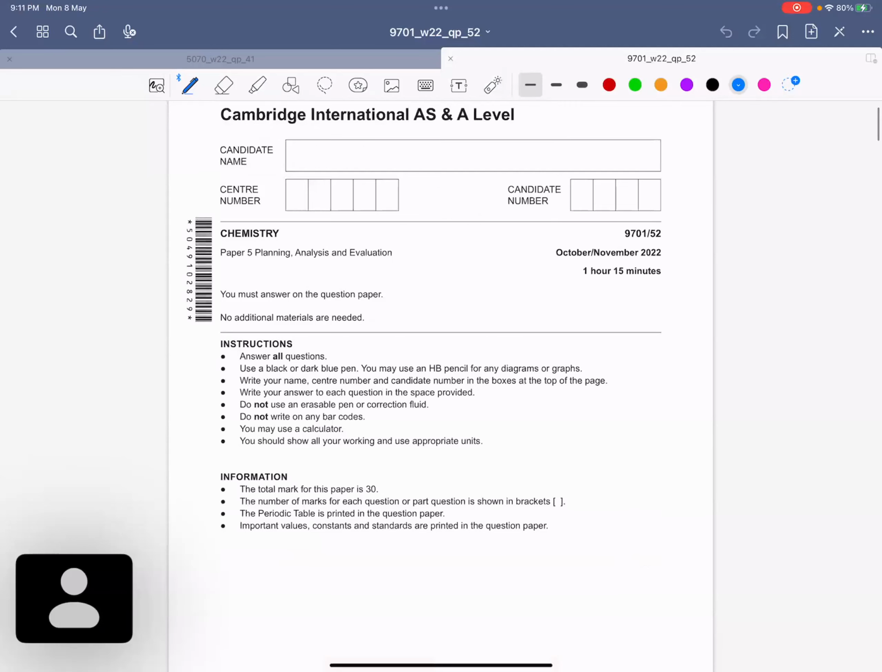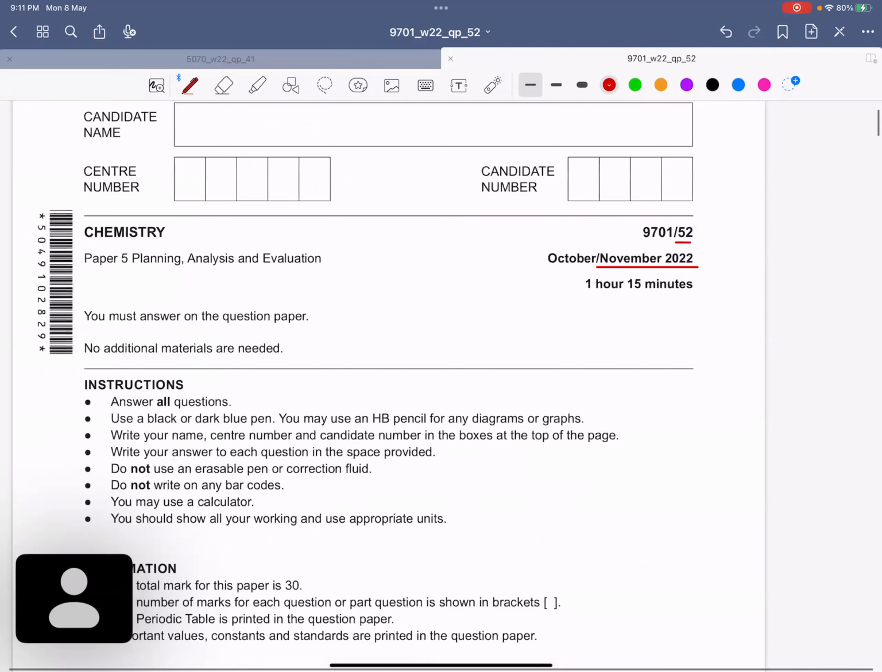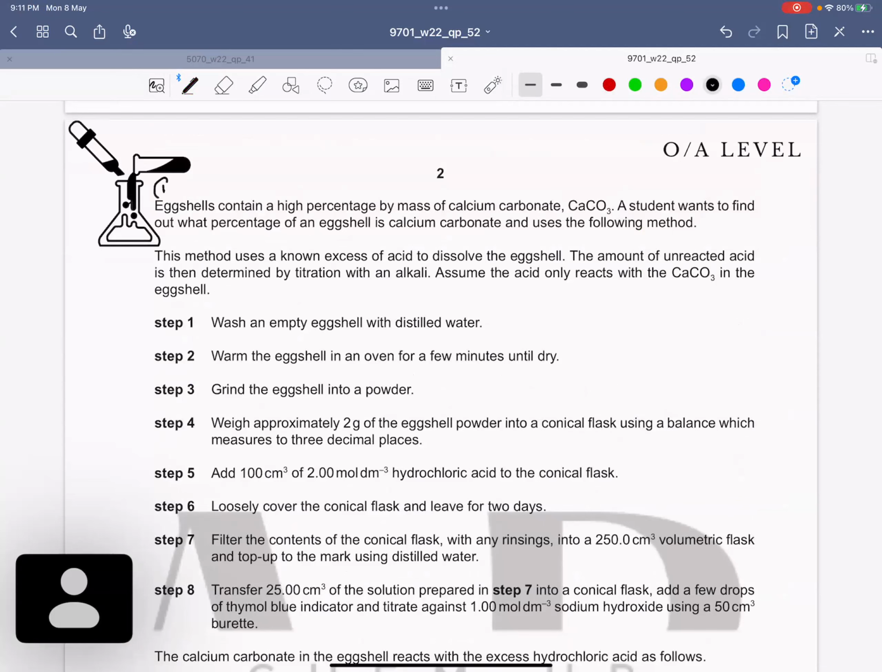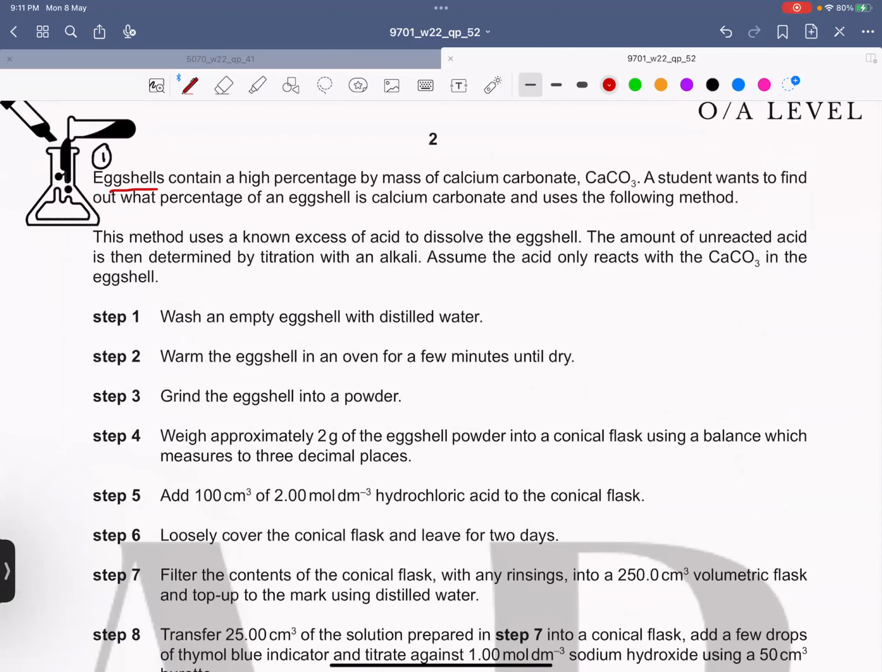So today we are going to start the October-November 2022 paper 5-2. Let's start with question number 1. Eggshells contain a high percentage by mass of calcium carbonate.